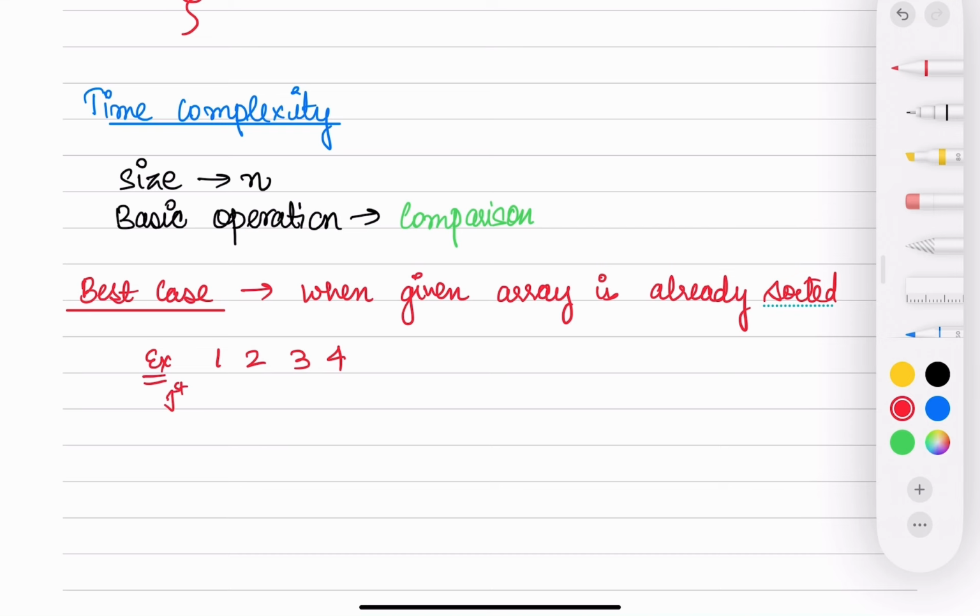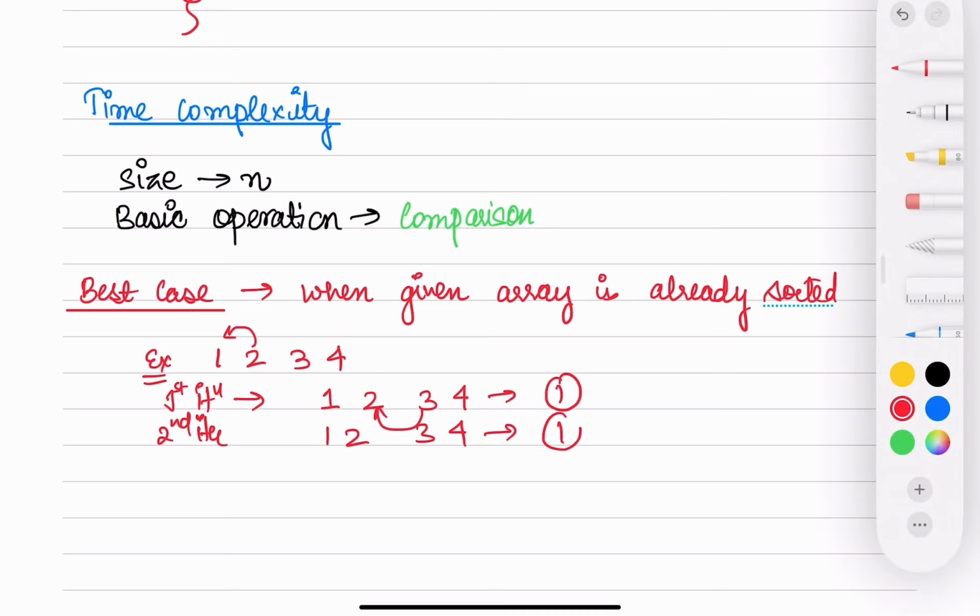In my first iteration, I compare 2 with 1, and I find that 2 is not less than 1, so the position remains the same. Then in my second iteration, how many comparisons did I make? One comparison. I compare 3 with 2, and 3 is greater than 2, so I don't need to change again. These positions remain the same. So I made one comparison.